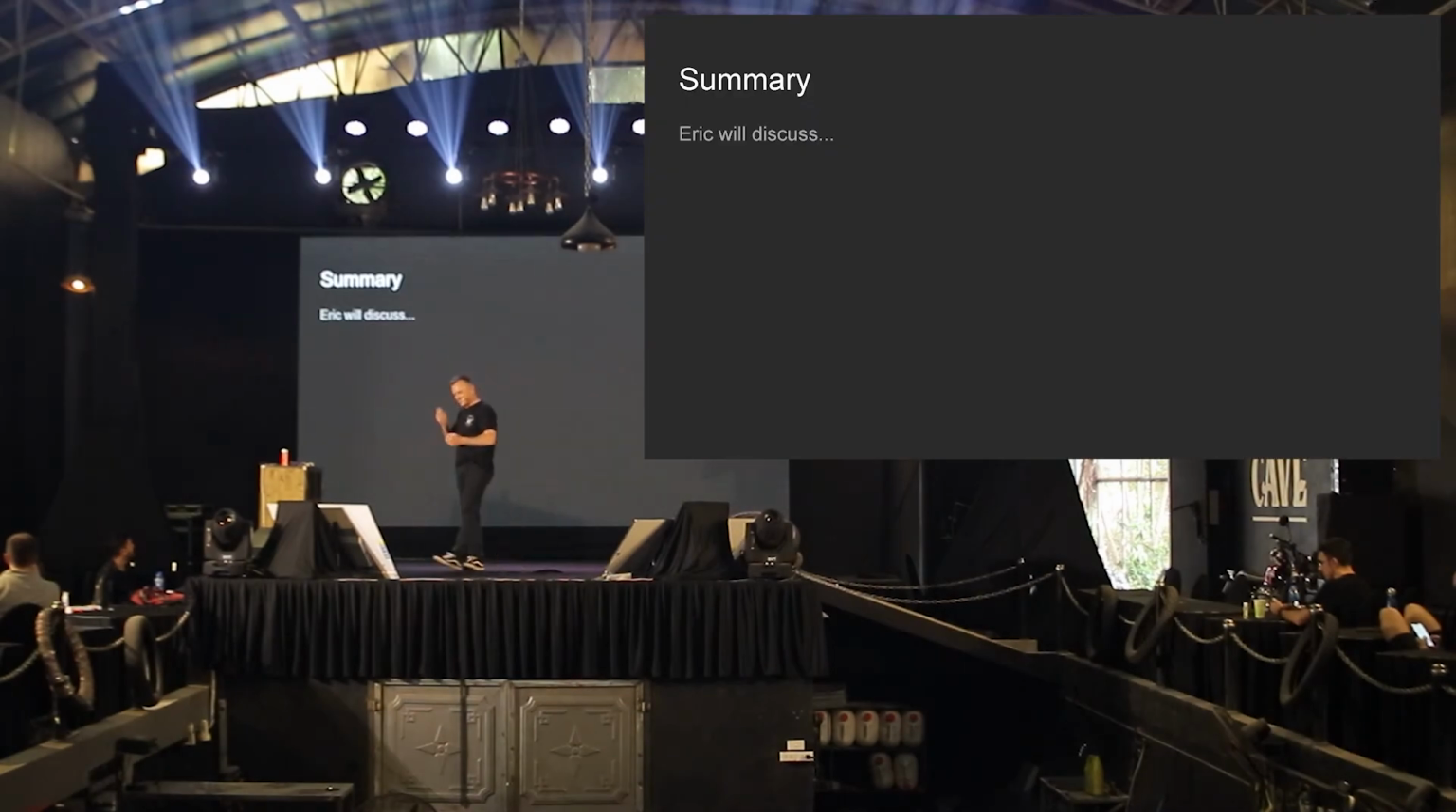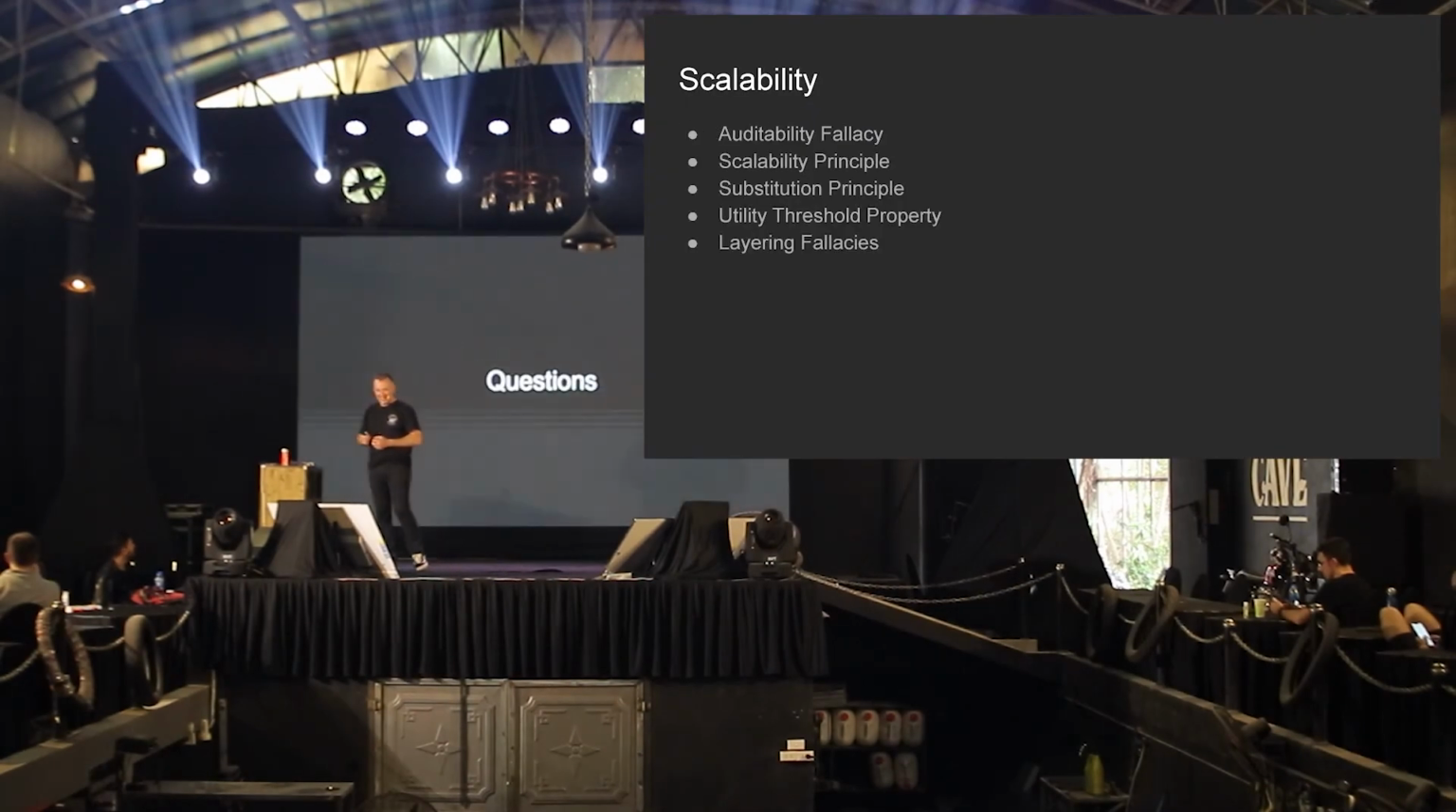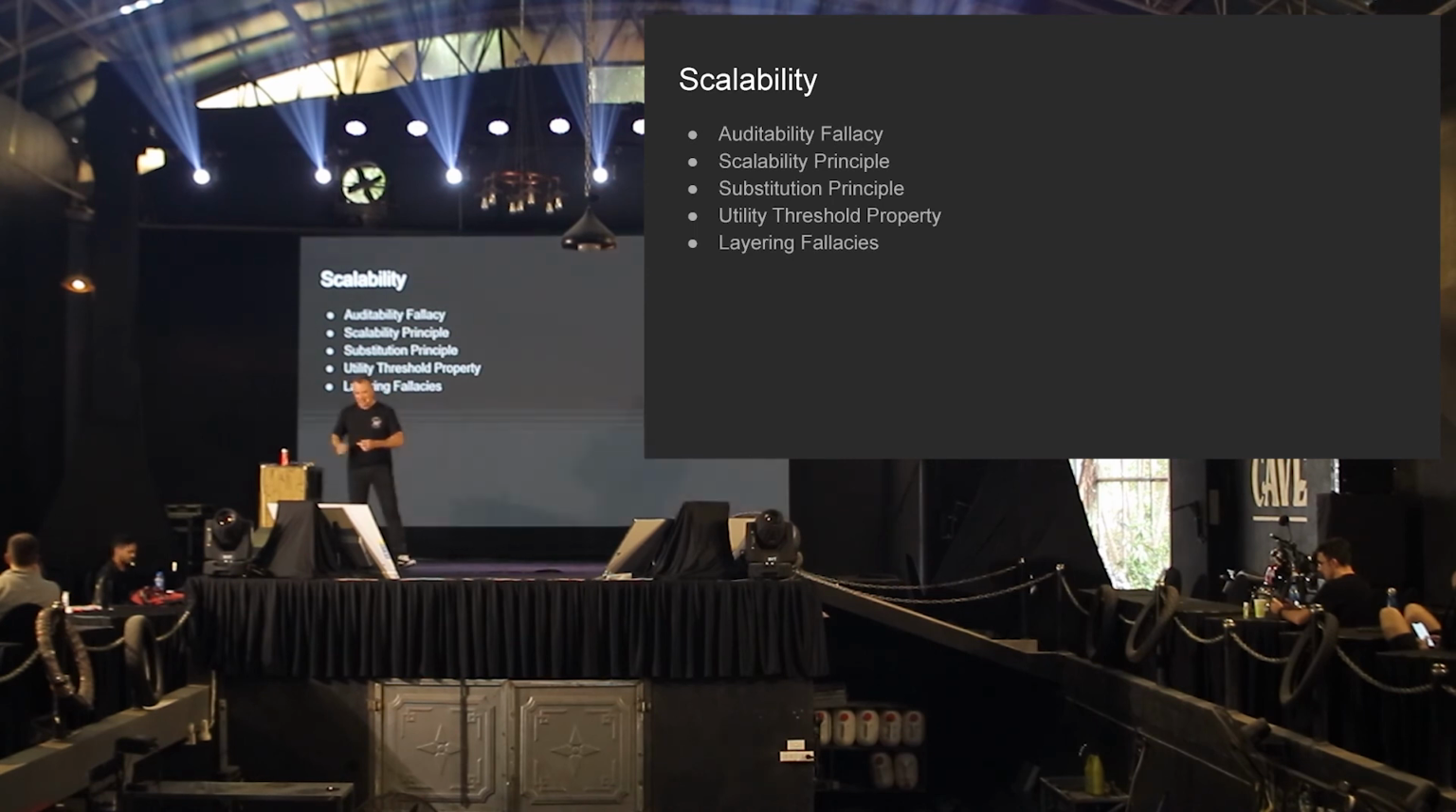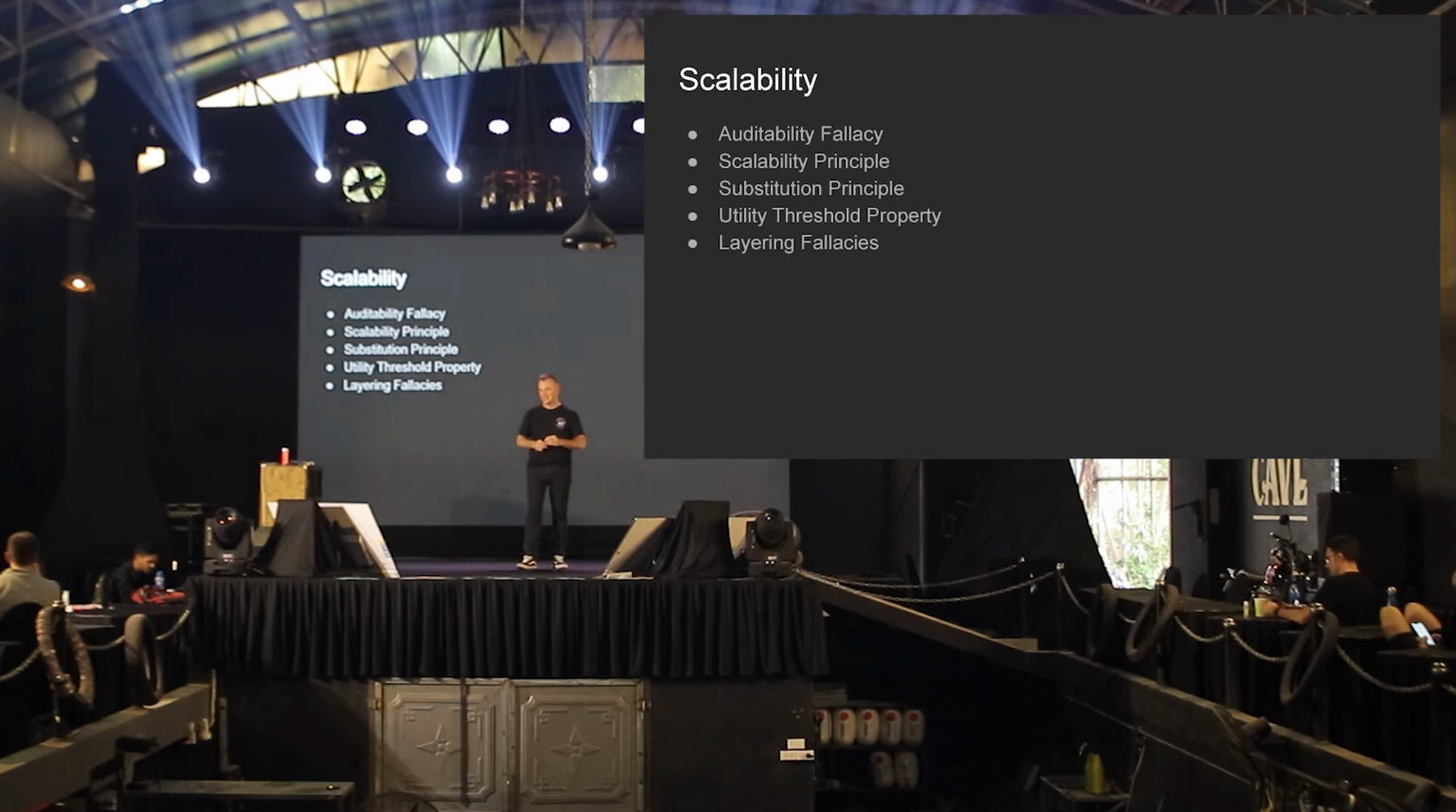Scalability. Alright, so we talked about the auditability fallacy already, right? The problems with attempting to audit something that's tied to the chain. I'm not going to cover that again. For the viewers at home, see the previous presentation.